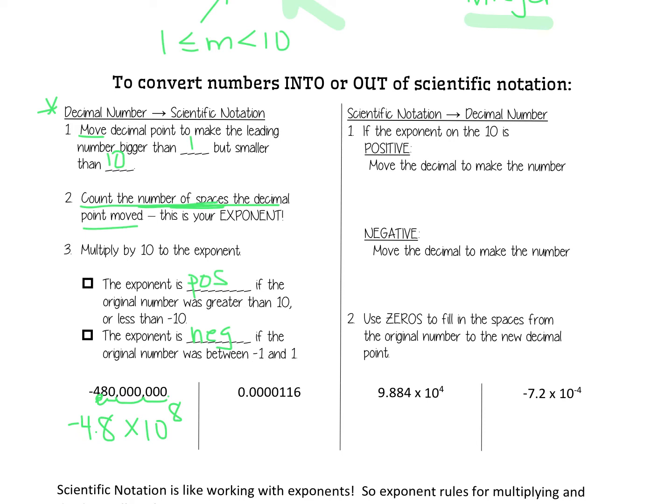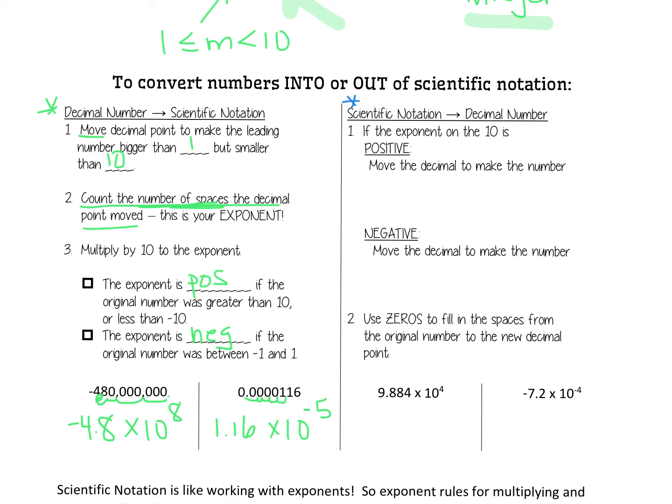If we look at that next number, really tiny, 0.0000116, again we're going to move that decimal point 1, 2, 3, 4, 5 times to get it between 1 and 10. So it's going to be 1.16 times 10, and it's not just going to be 5, it's going to be -5. We move the decimal point 5 times, but since that number is really small to begin with, it's going to be a -5.